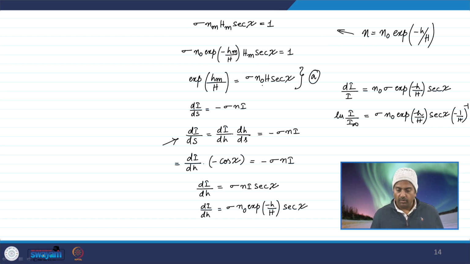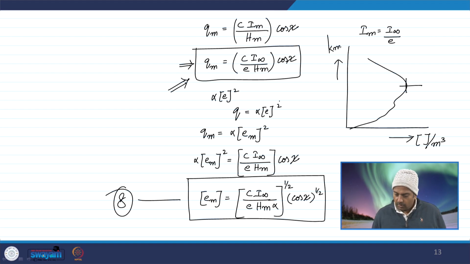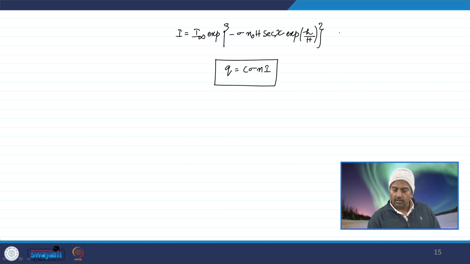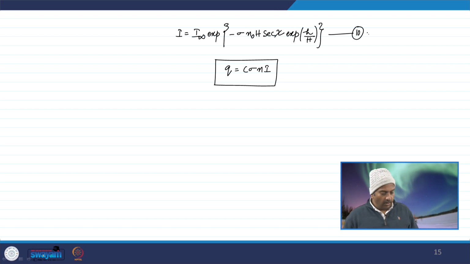Let us name the equations. This is equation A, this is important. That is what I said, right. If you multiply with C, what you get is Q on the left hand side, production rate. Okay. So, this is an important equation. We call this as 8, and we can call it as 9 and this as 10. Okay. So, we will continue this discussion in the next lecture.